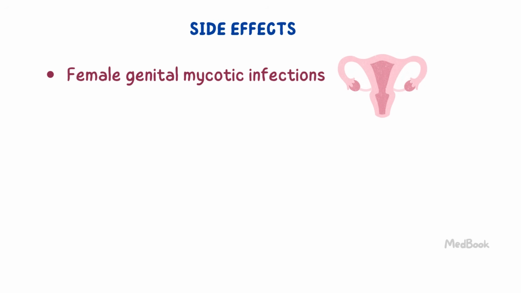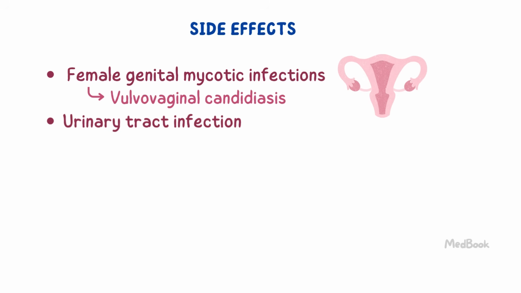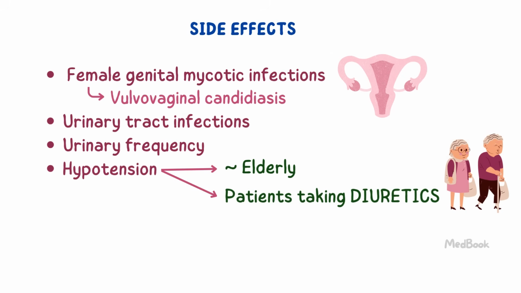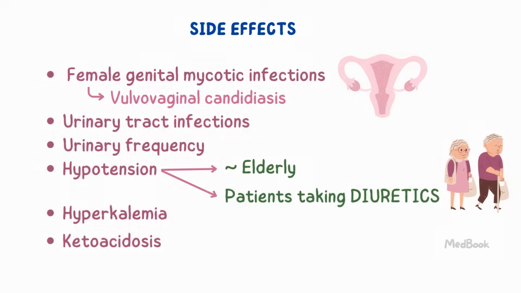The most common adverse effects with these agents are female genital mycotic infections, for example, vulvovaginal candidiasis, urinary tract infections, and urinary frequency. Hypotension has also occurred, particularly in the elderly or patients on diuretics. Also, SGLT2 inhibitors can cause hyperkalemia and ketoacidosis.